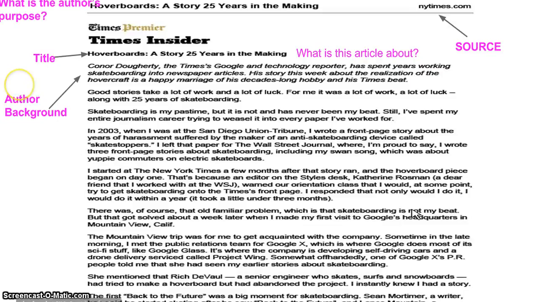So that gives me the idea of what is the author's purpose. Why did he write it? Well, we know that skateboarding is his hobby, but he probably wrote it to inform us about the newest things that are going on with hoverboards. That leads us then to what is his point of view. When I'm looking at the article, I might notice "when I was at the San Diego Union Tribune, I left that paper, I started," so he is telling it from his point of view, which is first person.